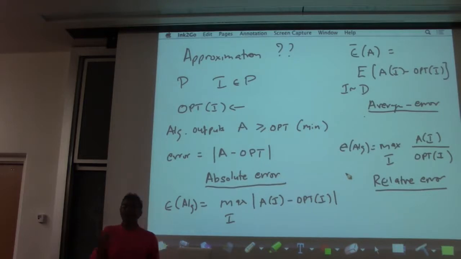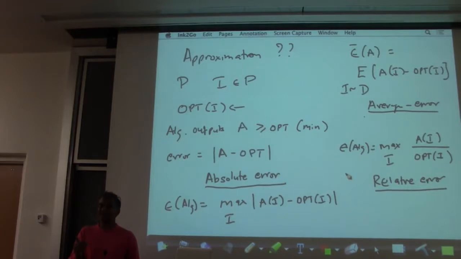So just like with randomization, you can often improve the running time by allowing yourself to toss coins. With approximations, you can often improve the running time dramatically by allowing yourself to not be exact, to not be perfect, to be good enough, but in a provable way.